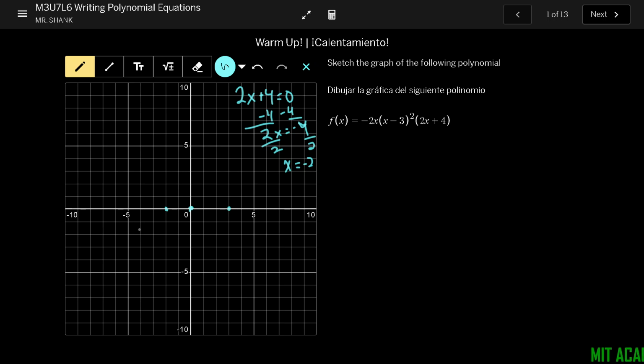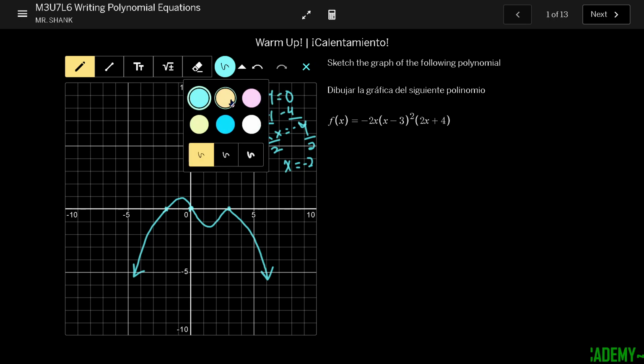So at the far left tail, it goes down to the left. At the far right tail, it goes down to the right. At negative 2, it goes through the x-axis. At 0, it goes through the x-axis. And then at 3, 0, it bounces off the x-axis, which is why it has that M shape. So I should be able to make some decisions on that.